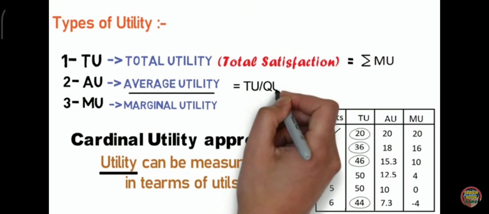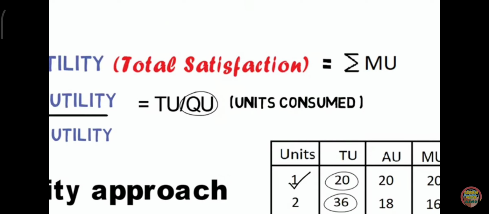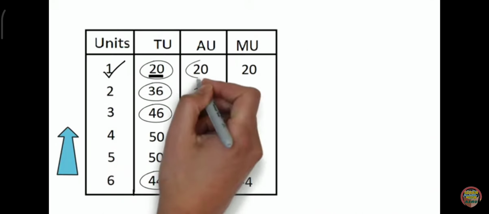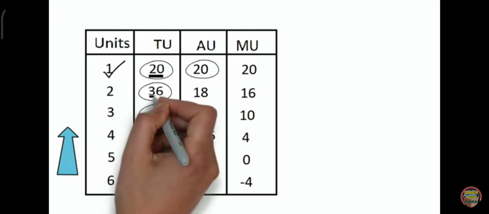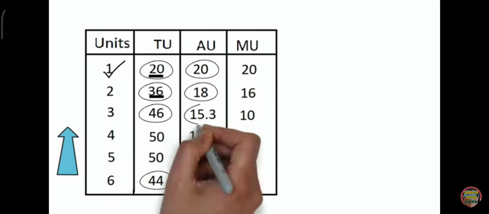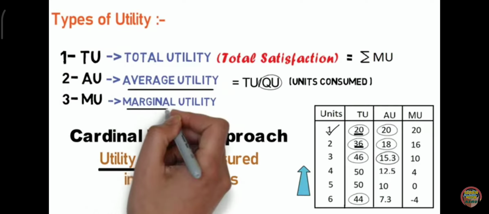Now what do we mean by average utility? To find the average utility, we divide the total utility by the quantity consumed, as we know from the formula for the average. For example, if you are eating only one apple and the satisfaction level is 20, divide 20 by 1 and you get 20. When you are eating 2 apples, divide 36 by 2 and you get an average utility of 18. Divide 46 by 3 and you get 15.3, and so on. In this way we can find the average utility of a good consumed.